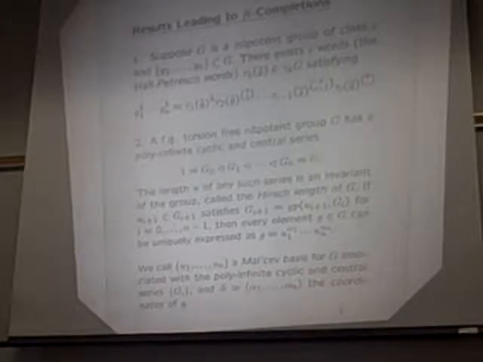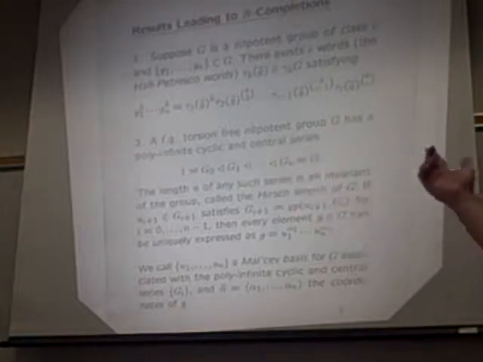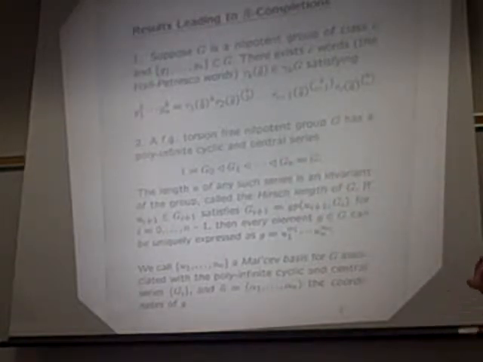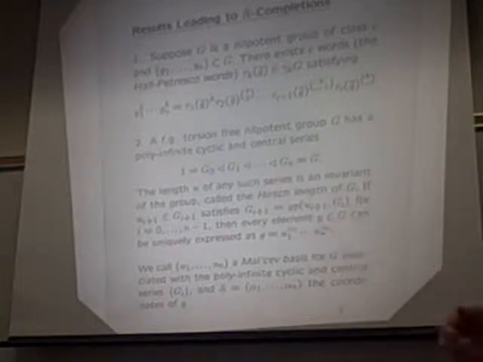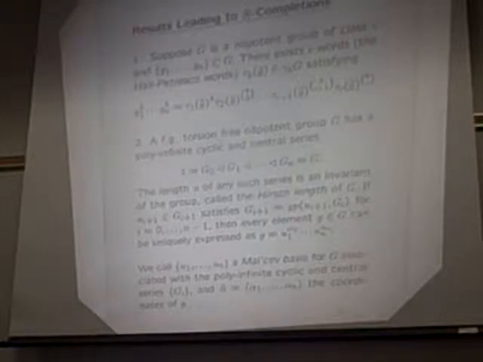So in case you're new to this, let me remind you that a poly-infinite cyclic series is one in which you have factor groups which are cyclic. So if you take g_{i+1} mod g_i, you get a cyclic group. And a central series means that every factor group is inside of the center of G mod g_i, let's say. And also the cyclic groups that I mentioned are infinite cyclic, so they're isomorphic to Z.